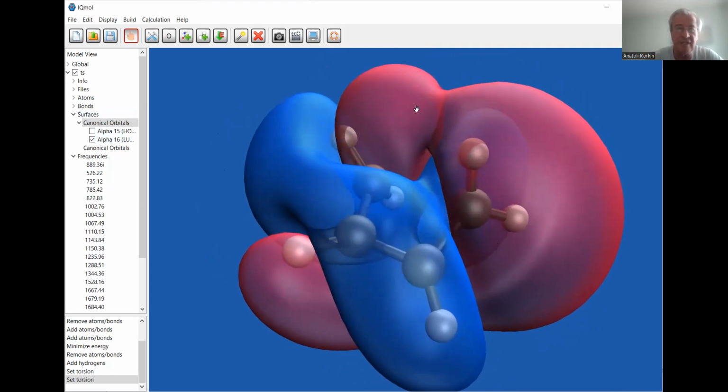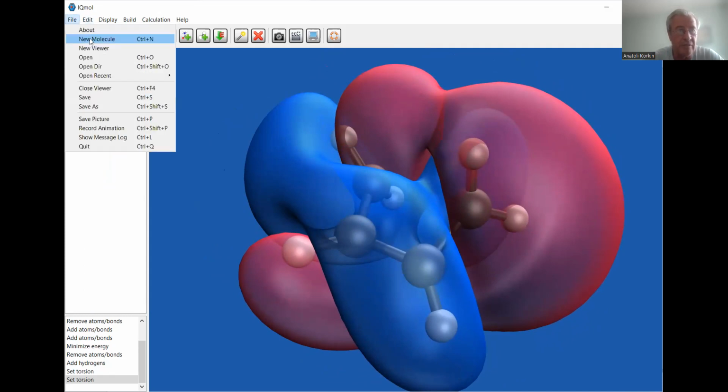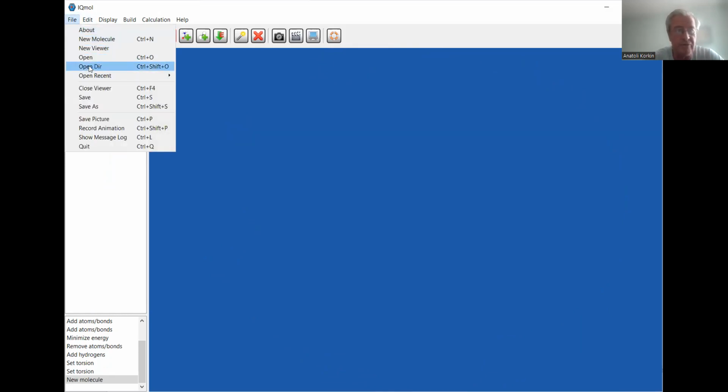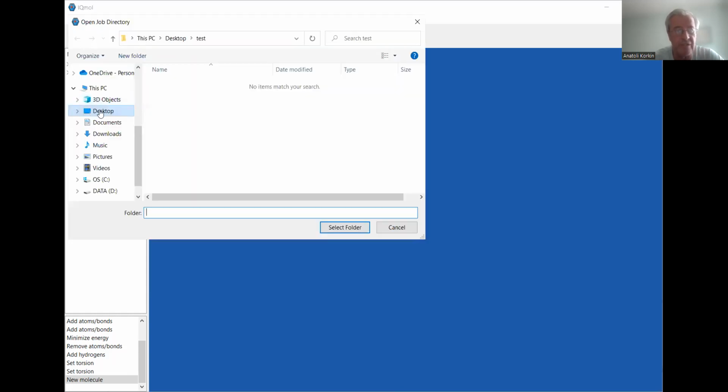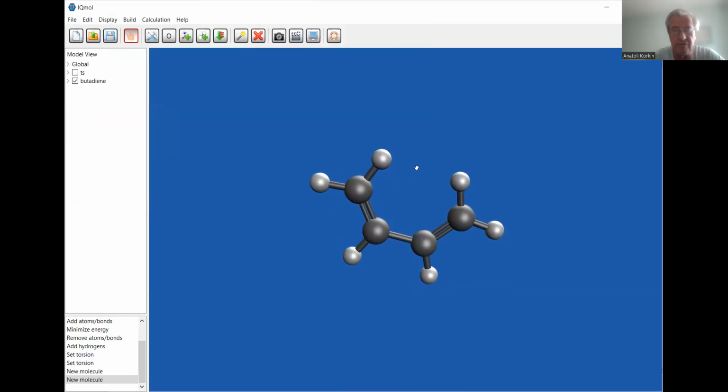So in this case, what we did, we computed the transition state for this reaction. Let me just show you my calculation. Let's go to file, add new molecule, and I simply add the results of what I already calculated for butadiene. So I go and open directory. When you already have a calculation, you open the directory. That's my calculation for butadiene. Select folder.